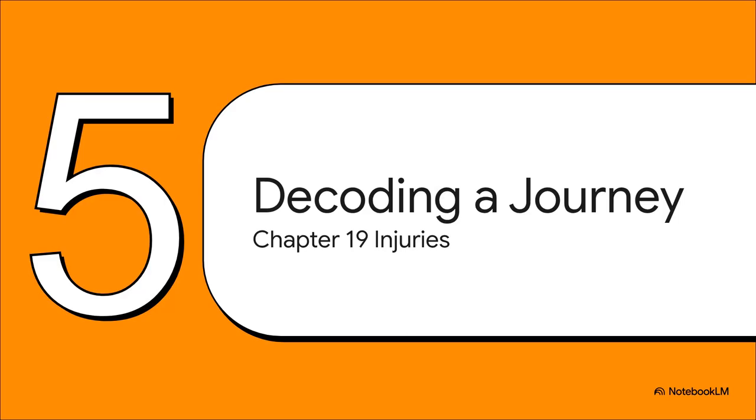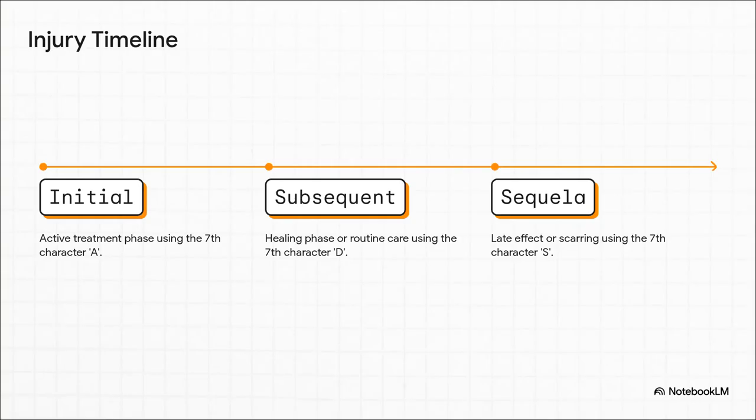Section 5. Decoding a patient's journey. Chapter 19. Injuries. Let's move to Chapter 19, covering injuries, poisonings, and external causes. Here, the seventh character transcends being just a rigid structural rule. It actually becomes a storytelling tool. Let's follow a hypothetical injury to see the story unfold.